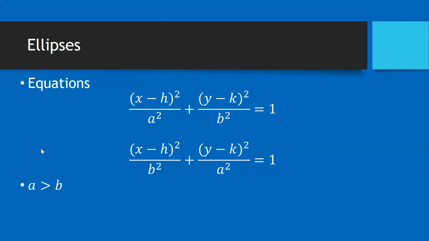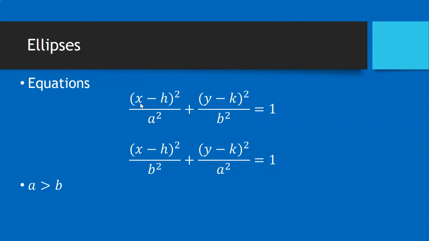The next part of section 10.1 is ellipses. Now with ellipses, the equations are going to be of one of two forms. It's kind of like parabolas. We're going to have a couple of forms, but these forms are going to be really, really similar.